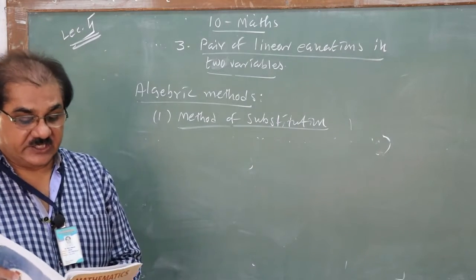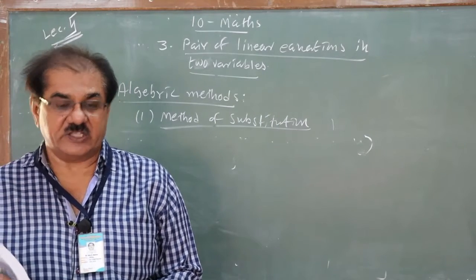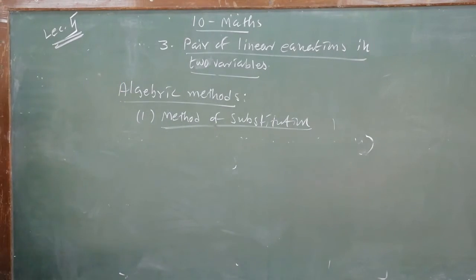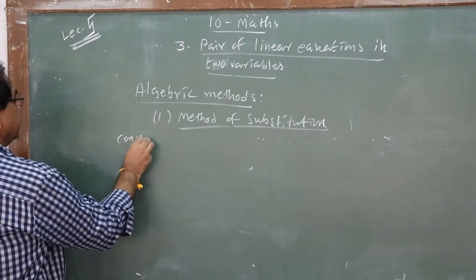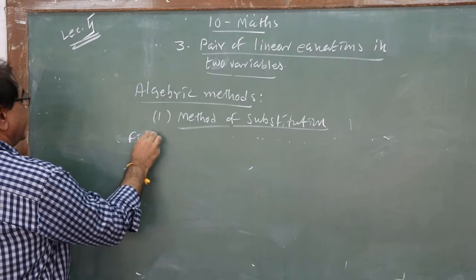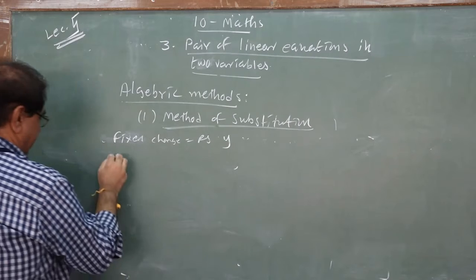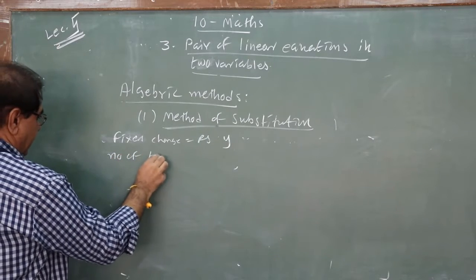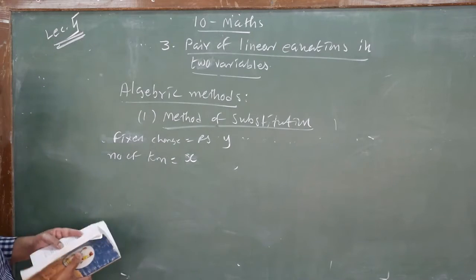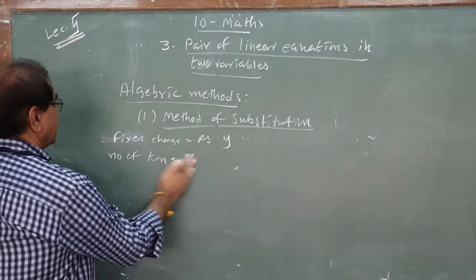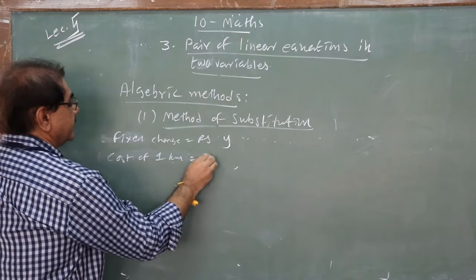A taxi charge in a city consists of a fixed charge together with the charge for the distance covered. So in the taxi we have to pay the fare. So the constant fare or fixed charge, let the fixed charge be rupees y, and the cost per kilometer is x. Okay? Or we can say the charge of 1 kilometer is rupees x.